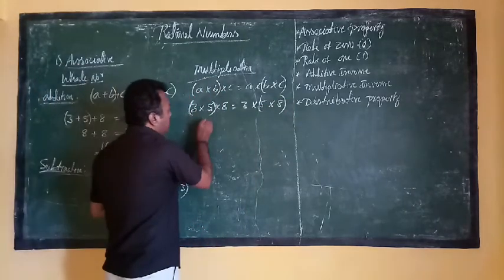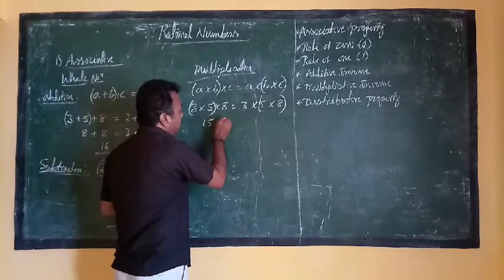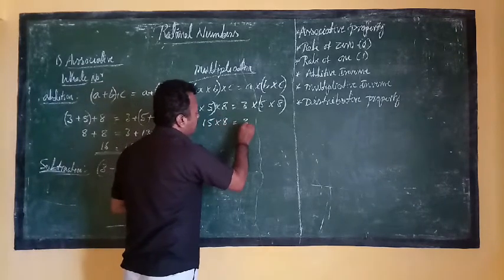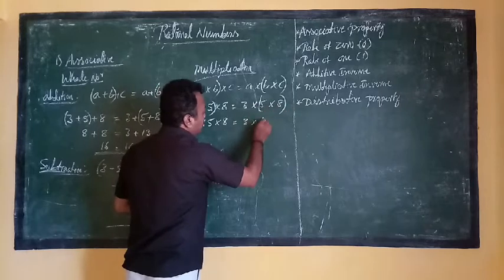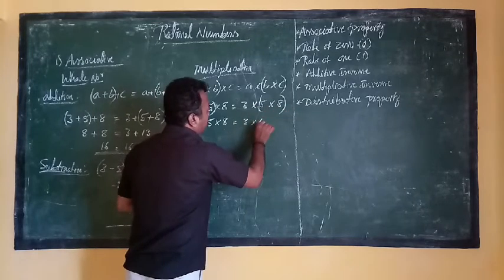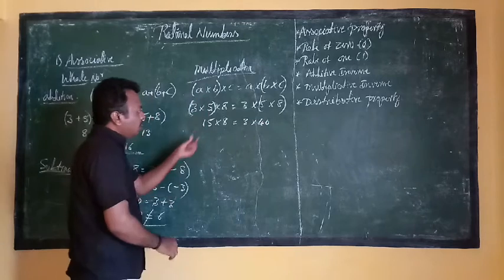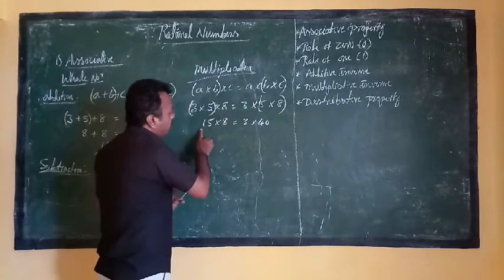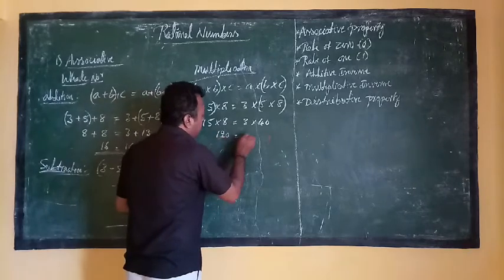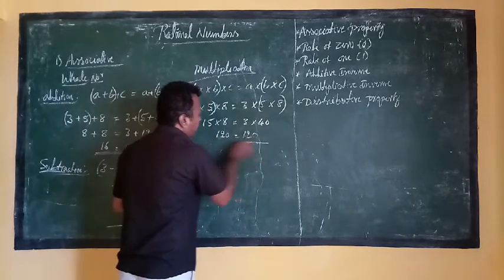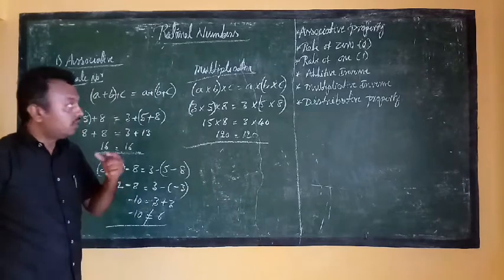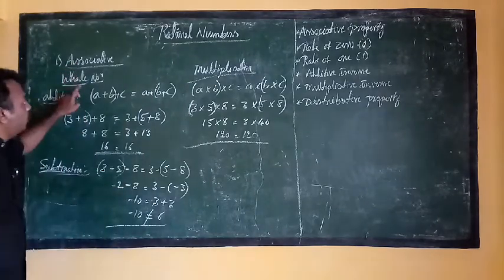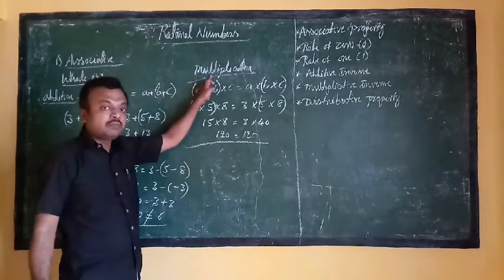Next, 3 times 5 is how much? 15 into 8 as it is. It is equal to 3 as it is, into 8 times 5. 8 times 5 is how much? 40. Okay. Now we should multiply the product by the third number. 15 times 8 is 120. It is equal to 3 times 40, which is 120. Therefore the LHS becomes equal to the RHS. Therefore the associative property of whole numbers is satisfied under multiplication.